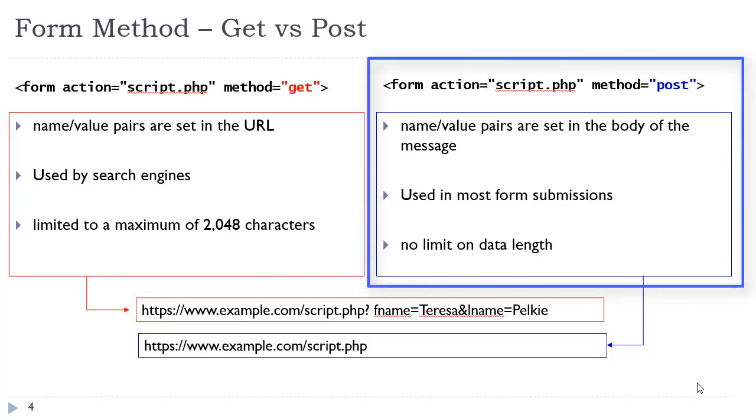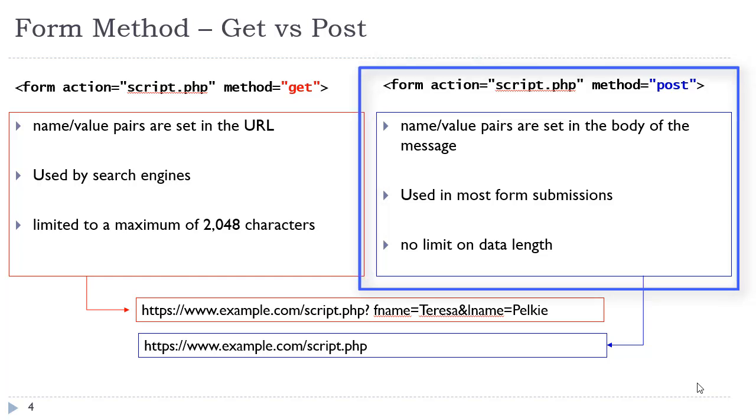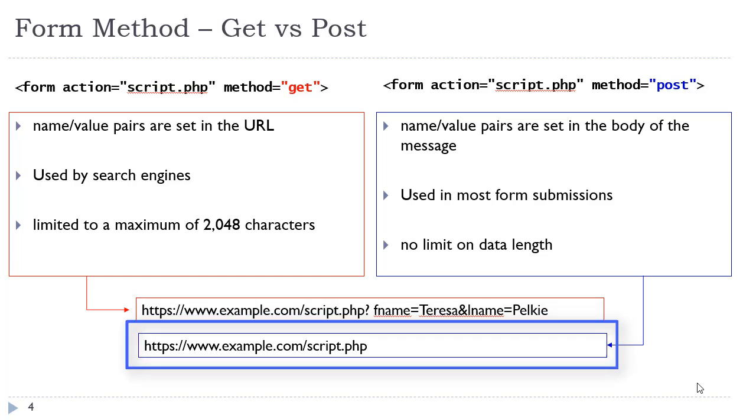Method equals post, the name value pairs are sent in the body of the message so we don't see them. This is used in most form submissions, especially when you want the data to be secure. There is no limit on the data length. This is an example of the URL using a method equals post. You do not see any indication of name value pairs.